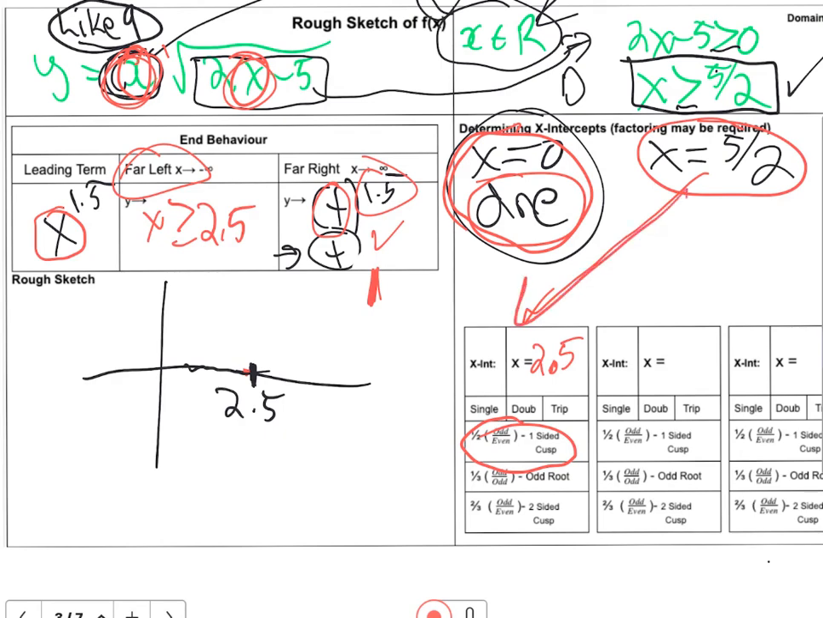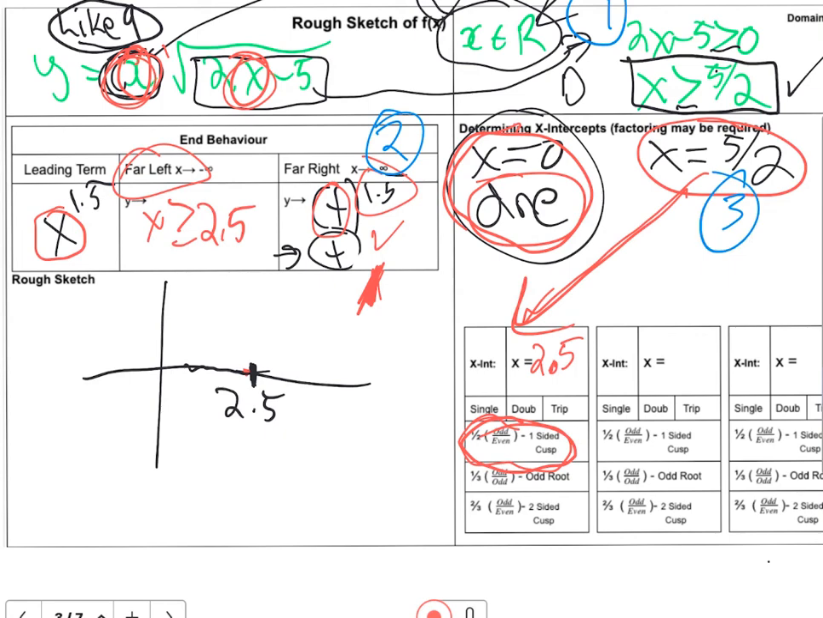So I'm going to go down to here, and I've got these little charts to analyze the roots. This one has a square root, therefore it is an odd over even root, and it's a one-sided cusp. So in terms of sequencing, what's the sequence here? First, do your domain. Second, do your end behavior. Third, do your x-intercepts, then sketch.